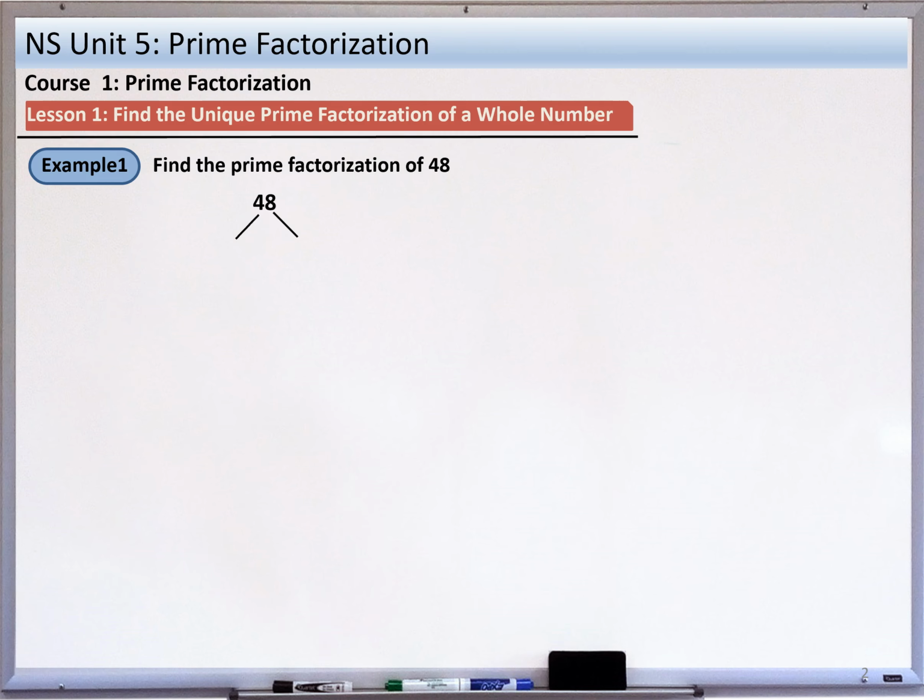So our first example is to find the prime factorization of 48. I need you to take notes on the first few, and then you're going to do some practicing on your own. So we can divide 48 by 2. 2 times 24 is 48. 2 is a factor of 48. We can also divide 24 by 2. That means that 2 is a factor of 24. 24 divided by 2 is 12.